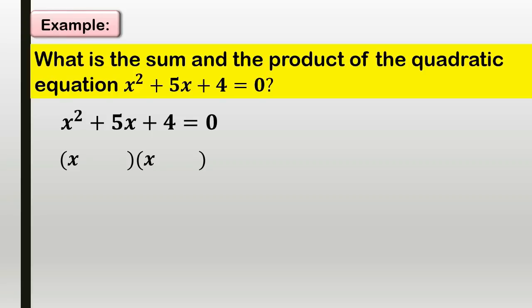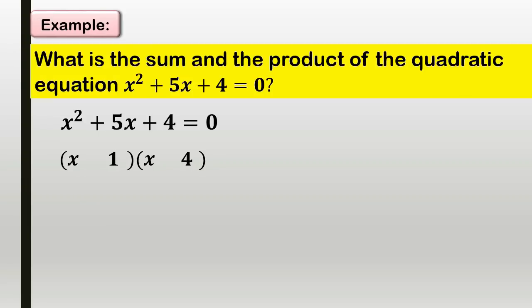Now, what is the factor of 4 na kapag pinag-multiply natin, the answer is 4, pero kapag pinag-add natin, ang answer ay 5. So, yun yung magiging value ng middle term. So, the only factor that we can use sa last term ay 1 and 4. So, 1 times 4 is equal to 4, and 1 plus 4 is equal to 5.